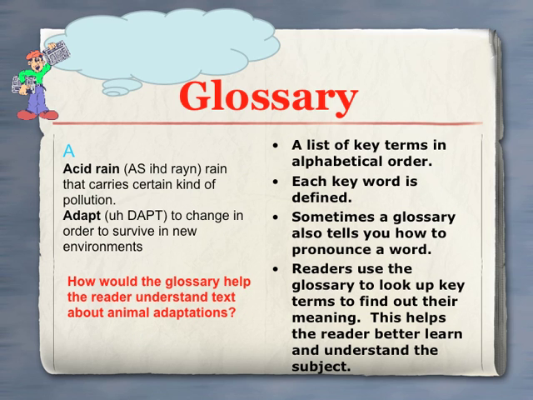Glossary. Glossary is a list of key terms in alphabetical order, and each key word is defined. Please copy down glossary and the first two bullet points, and answer the read question. An easy way to remember what a glossary does is to think of it like a miniature dictionary. It tells you definitions that you need to know.